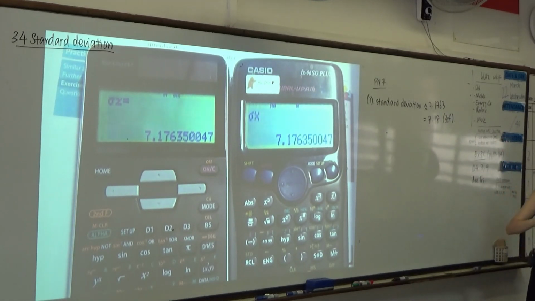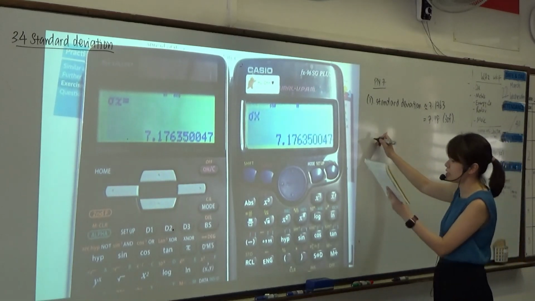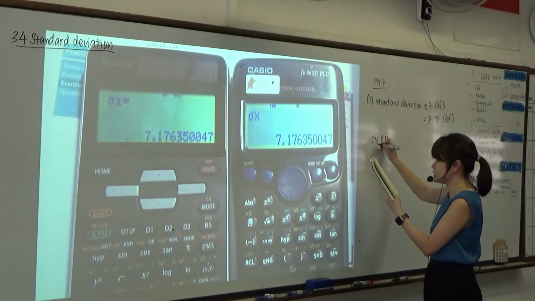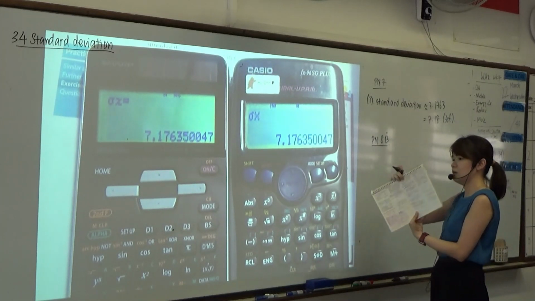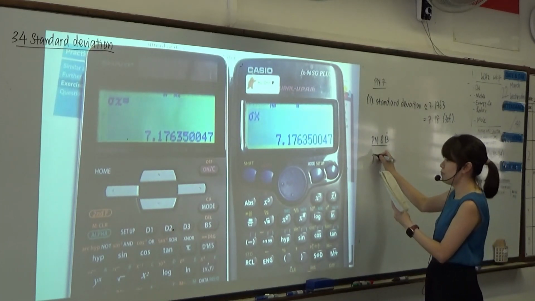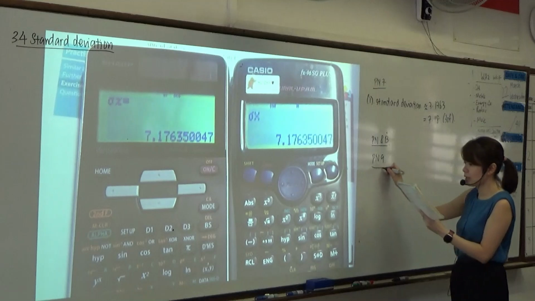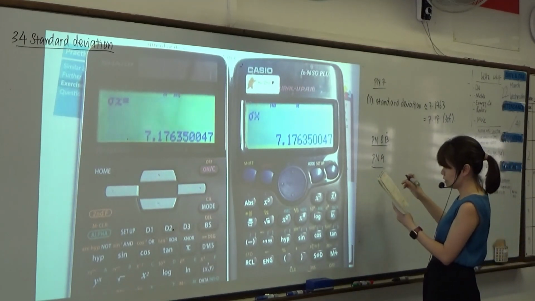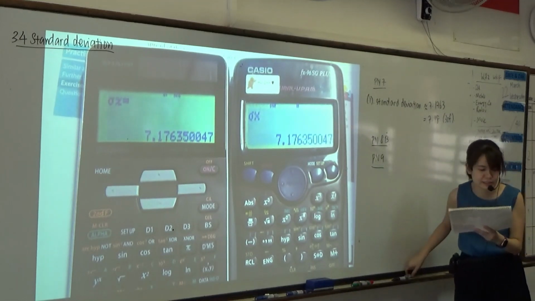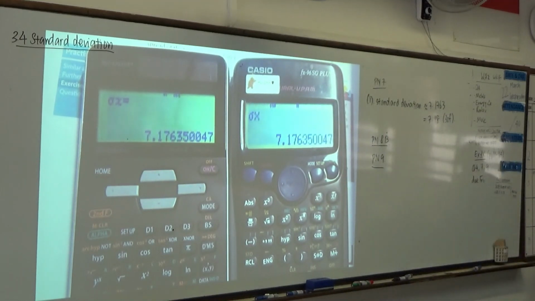I want you to give this a try. In pressing your calculator, go and practice. Do your Practice Now 8B. Practice Now 9 has a different frequency. Just do these 2 questions first, so that I can help them. I'll write the answers on the whiteboard.